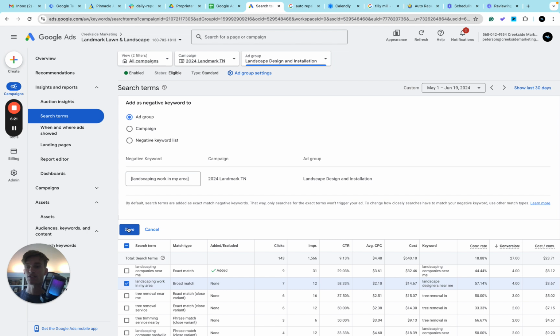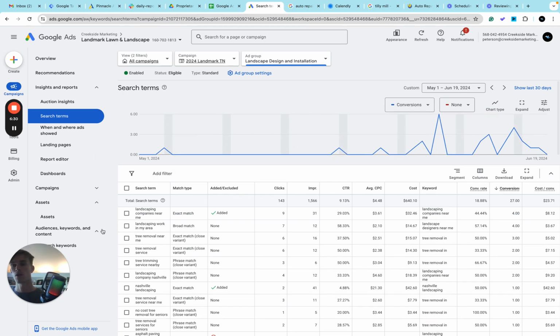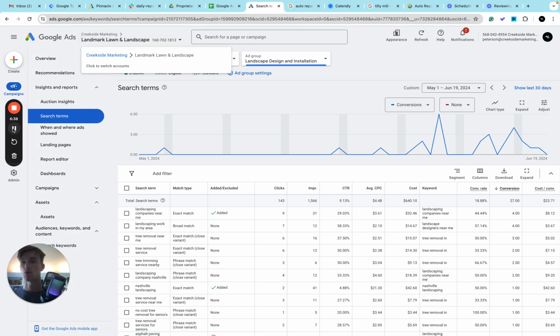We're going to add this as a negative keyword by clicking save. That way we don't show up for that search term anymore. Now we're going to go on to one more account, so that way you can see what it looks like when we're actually adding a search term as a phrase match keyword.